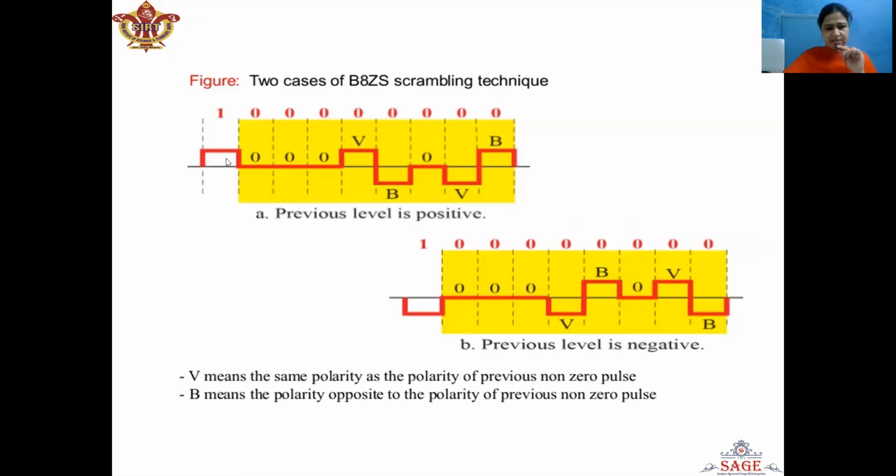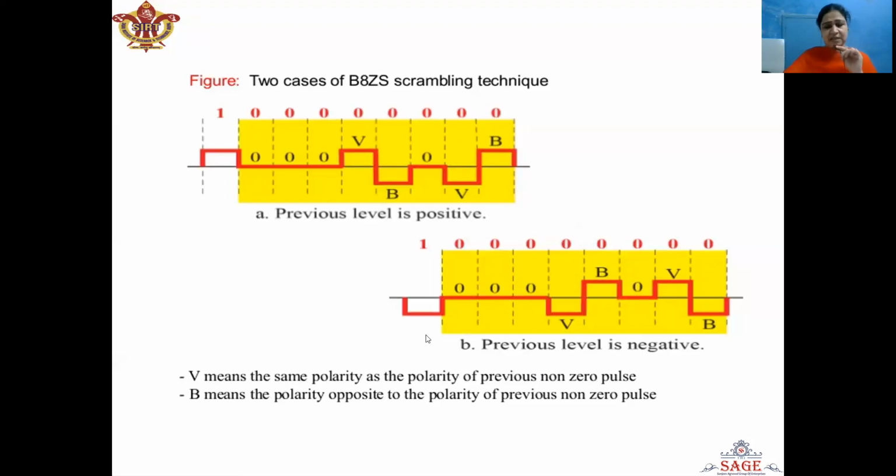Since the previous one bit is represented by the positive voltage, the violation bit is also represented by the positive voltage. Then we have B, which is bipolar alternation, which will follow the AMI rule, so it will be represented by the negative voltage. Then you have 0. Then we have again a violation bit. Since the previous non-zero level is represented by the negative voltage, this violation bit is also represented by the negative voltage. Then B, which is the bipolar alternation bit, will be represented by the positive voltage.